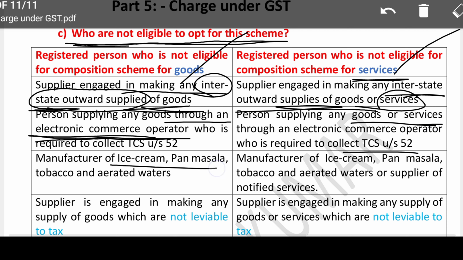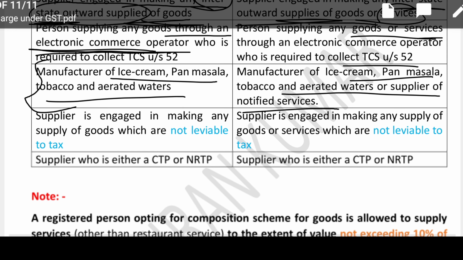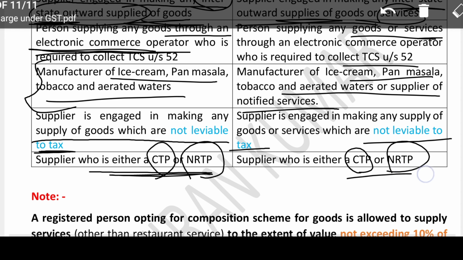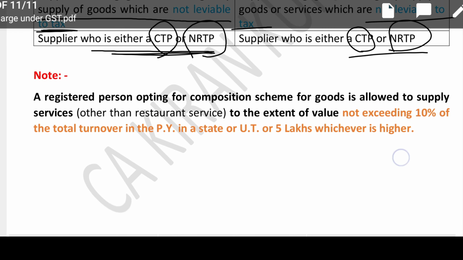And the manufacturer of ice cream is already excluded as specified goods, so persons supplying these products are not eligible to opt for this scheme. And the supplier engaged in making any supply of goods which are not leviable to tax, suppose he is providing exempt goods or services, then he is not eligible to choose this scheme. And a casual taxable person or non-resident taxable person is already excluded, as we have already seen in the previous topic. So these persons are not eligible to opt for the composition scheme.